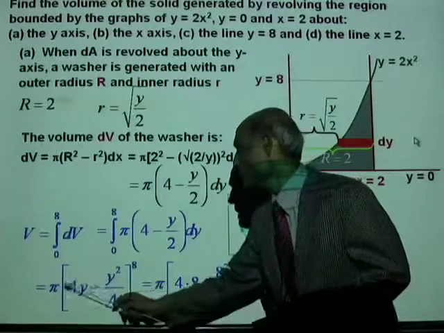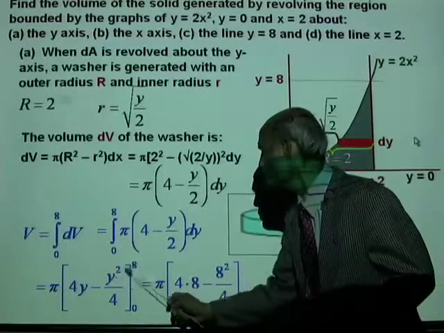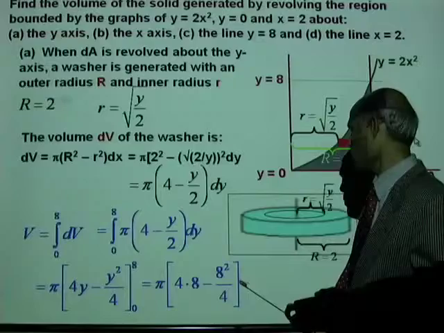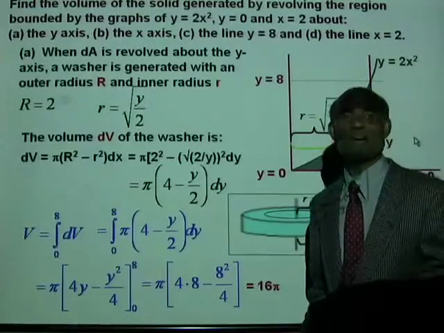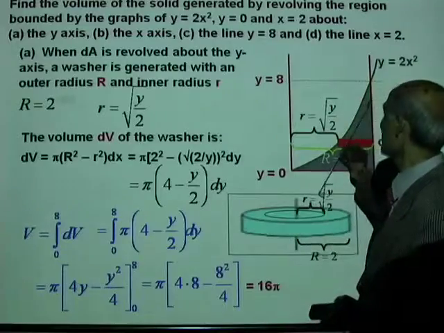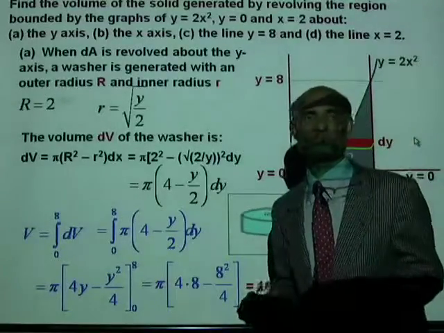That will be pi times 4 times 8 minus 8 squared over 4. That will be 16 pi. That is the volume generated when this area is revolved about the y-axis.